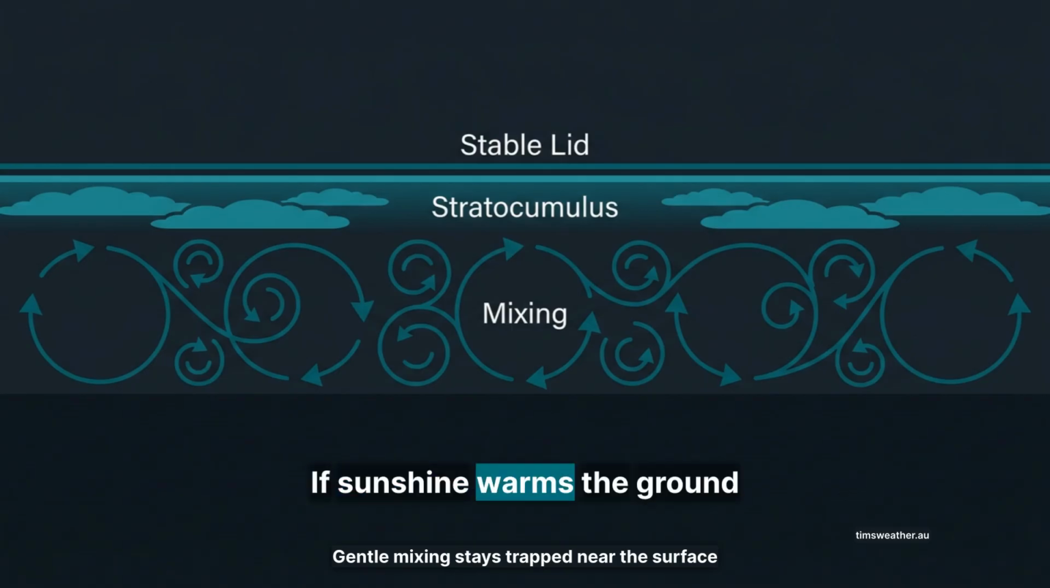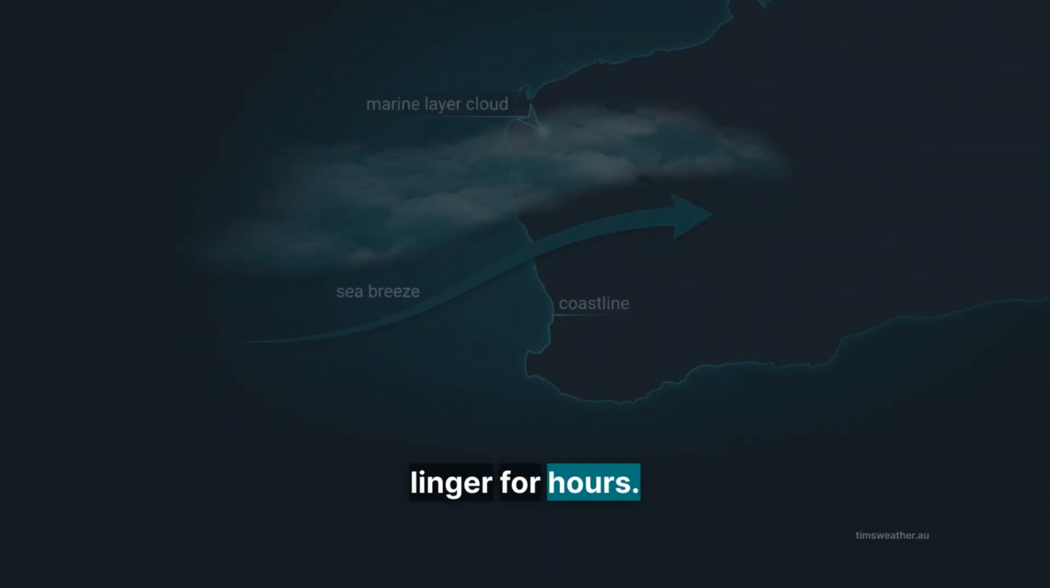If sunshine warms the ground enough, the cloud can break up. But if the inversion stays strong, the grey sheet can linger for hours.